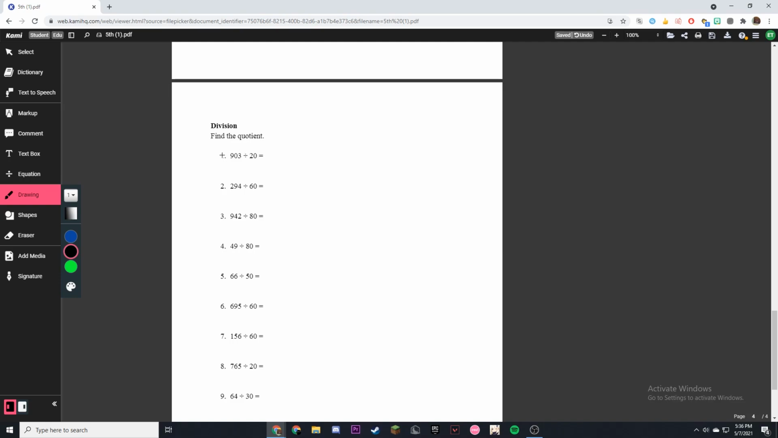Again, for number 1, we are doing 903 divided by 20. We're going to set it up just like so and start from the beginning. So we can't do 9 divided by 20, so we're going to take the 0, and 90 divided by 20 is doable, and it is 4 because 4 times 20 equals 80. And that will give us a remainder of 10.